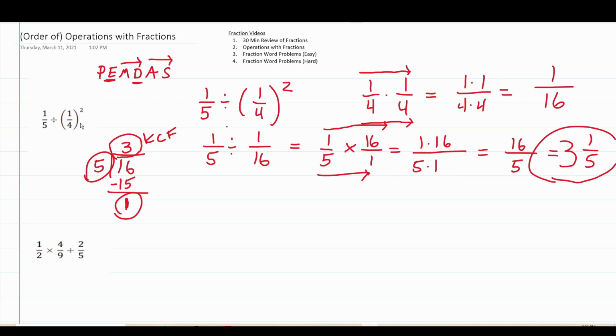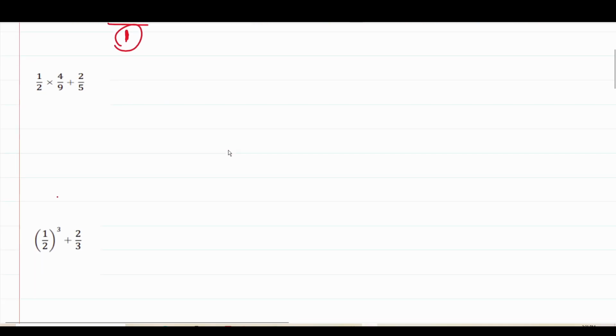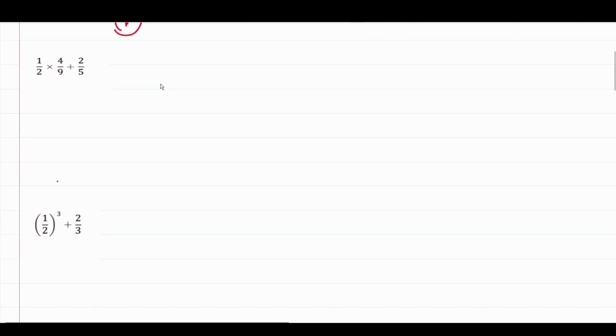So 1/5 divided by 1/4 squared is 3 1/5. All right, so that's that one. All right, this next one says 1/2 times 4/9 plus 2/5. To start, I'm going to copy this down over here as if it was on my own scratch paper.